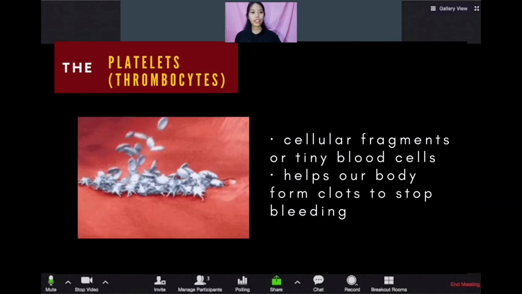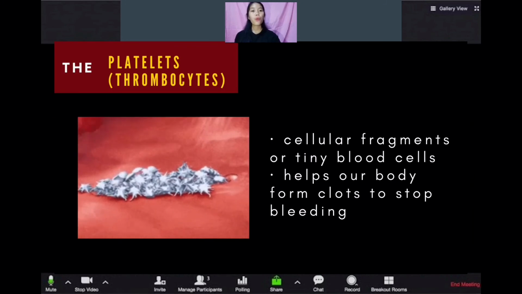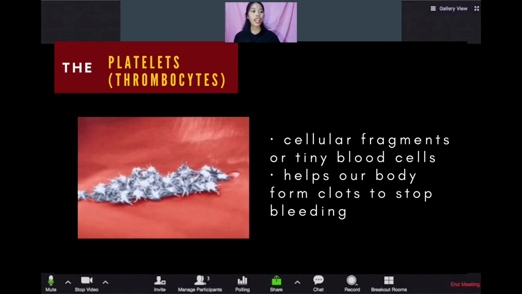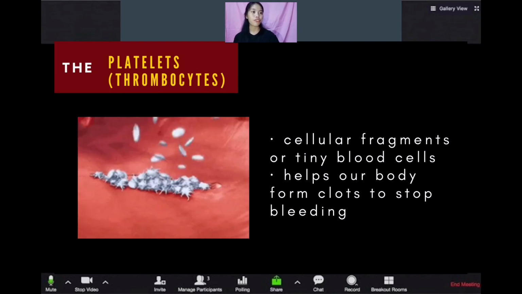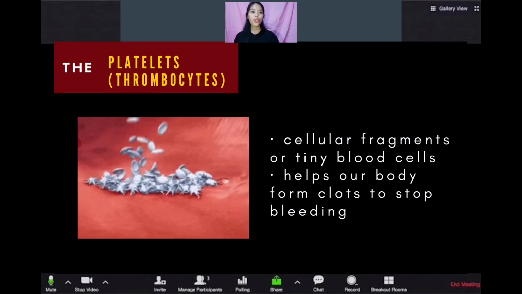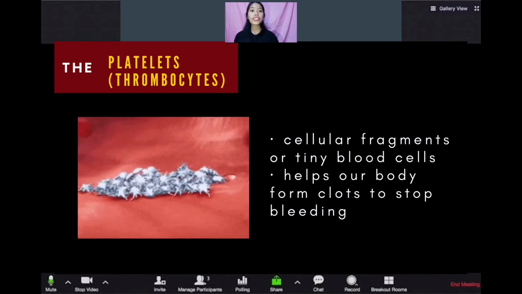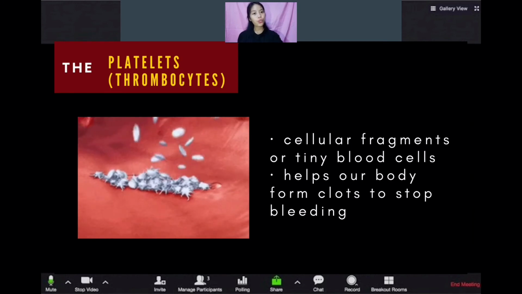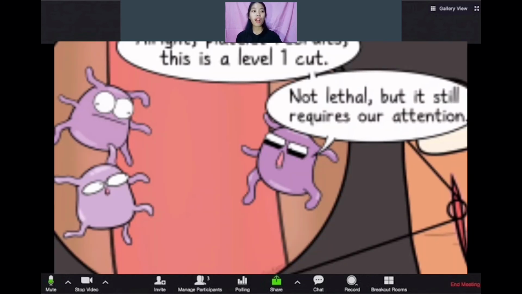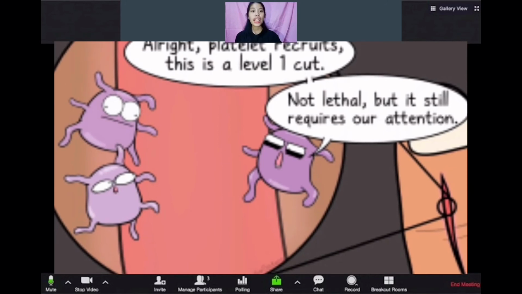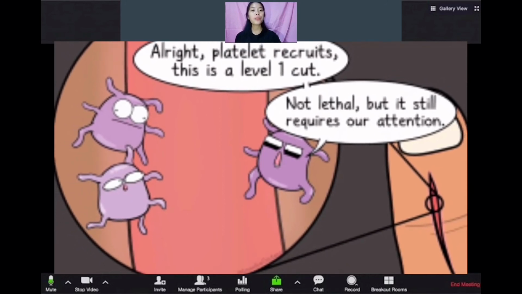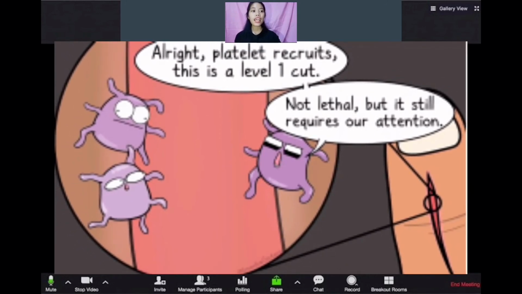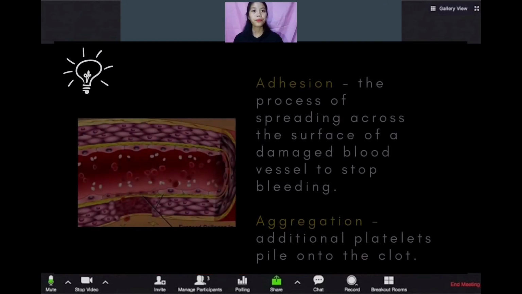Next, the platelets or thrombocytes. With the white blood cells, they make up 1% of our blood. These are also cellular fragments or tiny blood cells. They help our body form clots to stop bleeding. If one of our blood vessels gets damaged, it sends out signals to the platelets. The platelets then rush to the site of damage and form a plug or clot to fix the damage.